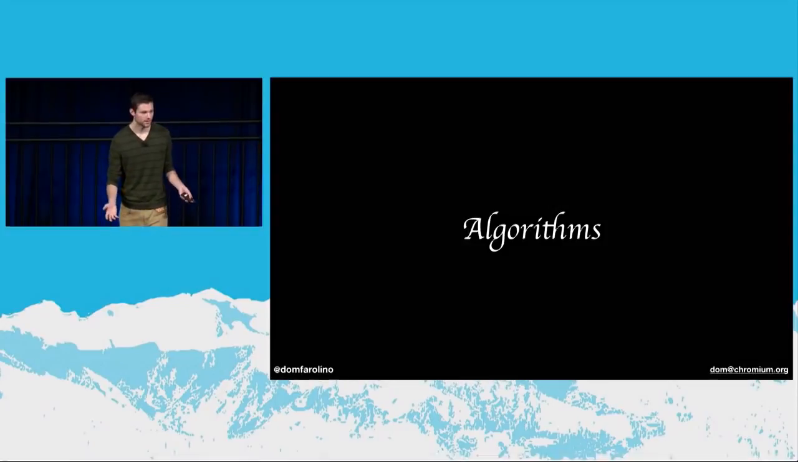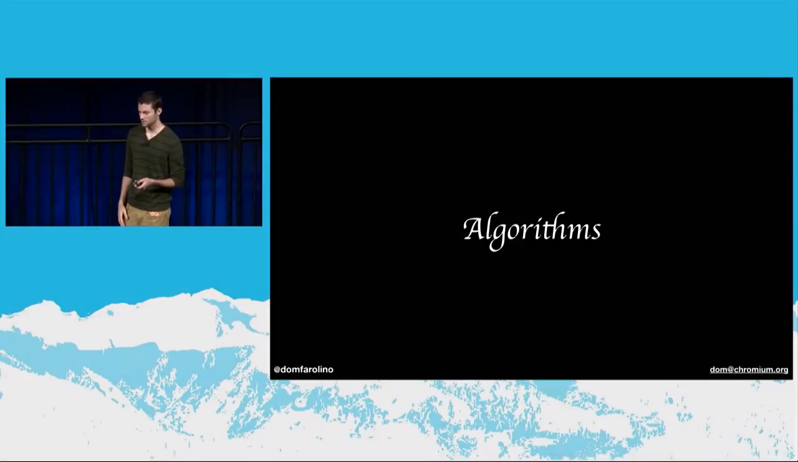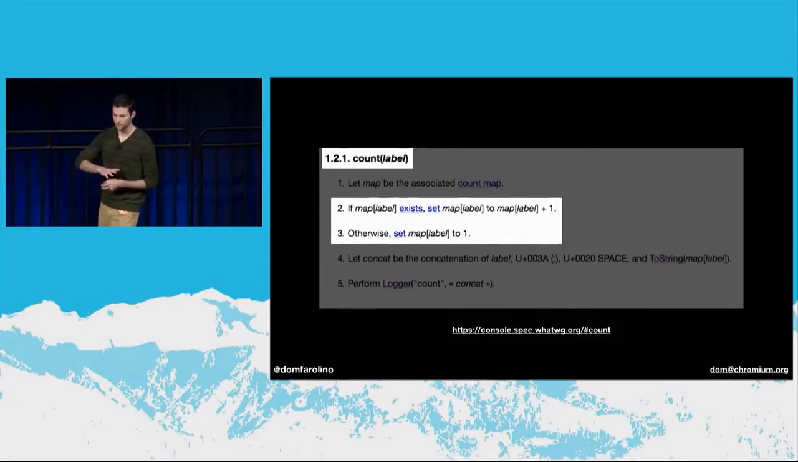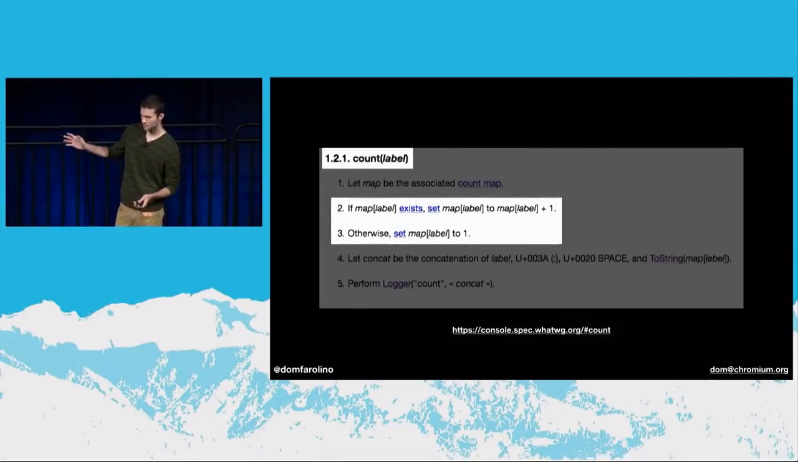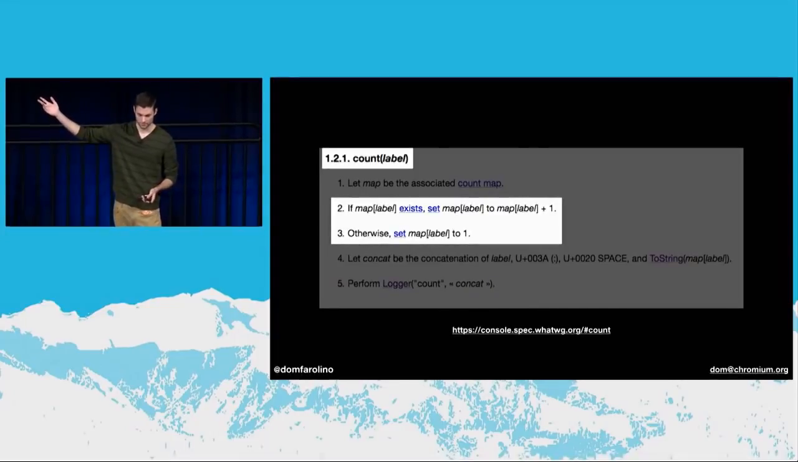So let's go ahead and take a look at an algorithm inside a web standard, right? We have the console standard, and there's a bunch of different methods on there. If you haven't heard of it, there's one called console.count. And here's the algorithm specified in the standard. There's five steps that run every time you invoke console.count. There's a couple that we really care about for the purposes of this talk, though. You can see we're given something called a label.